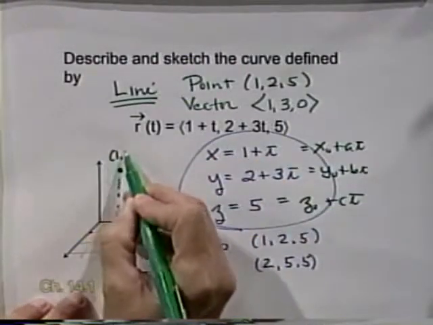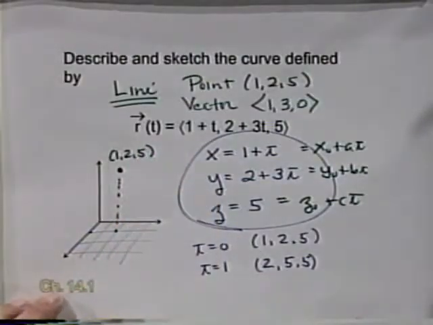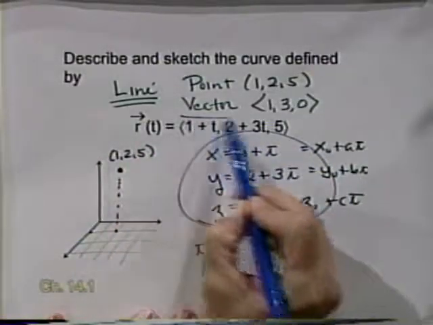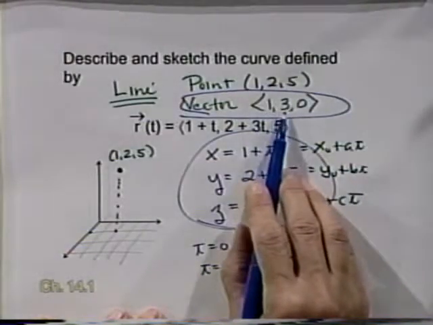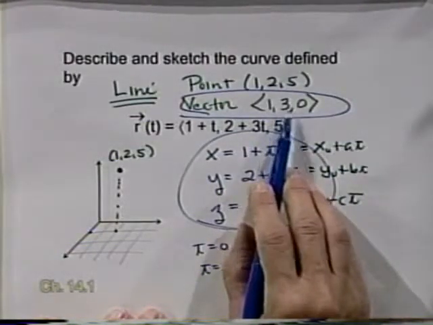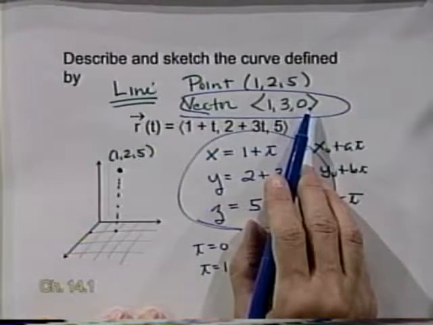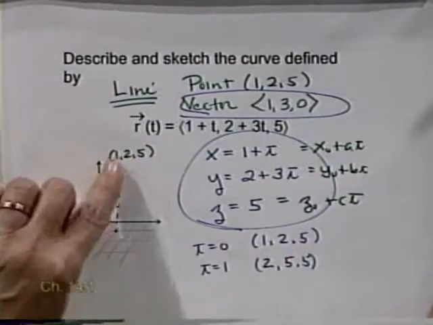And that's the point 1, 2, 5. Now notice this vector that's pointing my direction for my line has an x component, it has a y component, but it does not have a z component. The z component is 0. All right, and I want to draw it at that point.